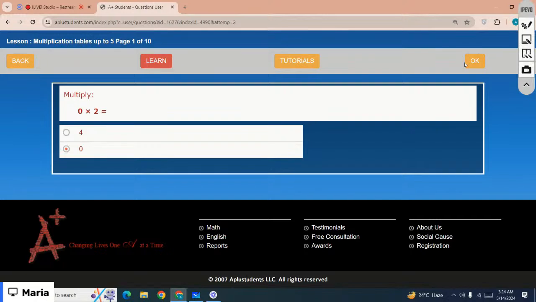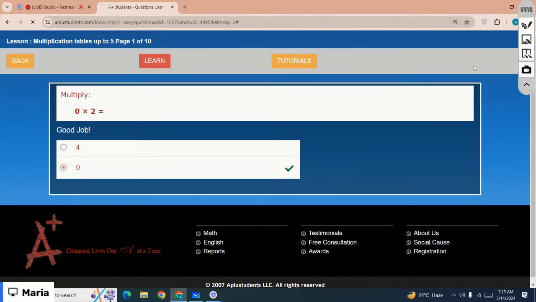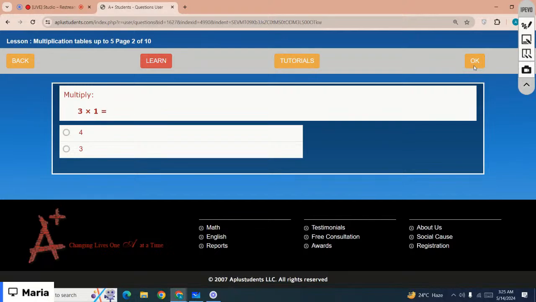Any number when multiplied by 0 is 0. 3 times 1, which is the correct option. 3 times 1 is 3. The correct option is 3.